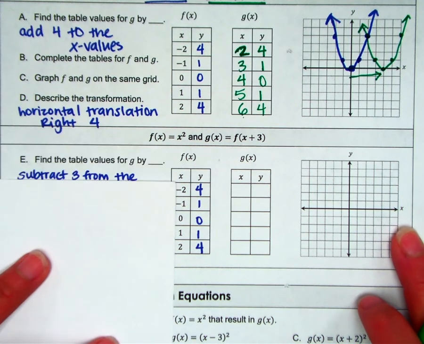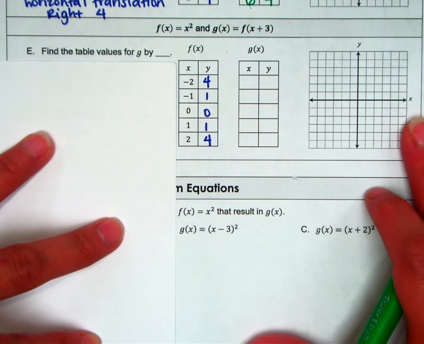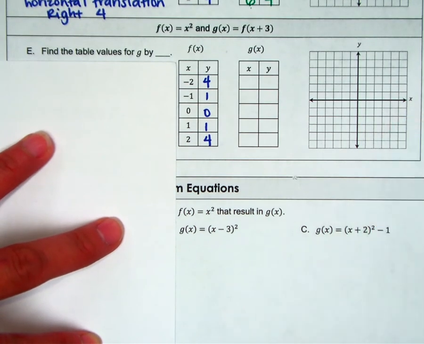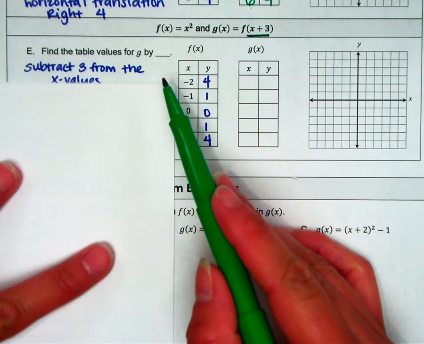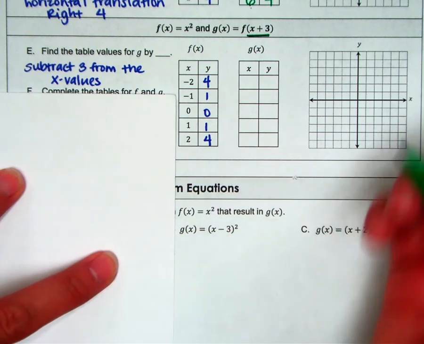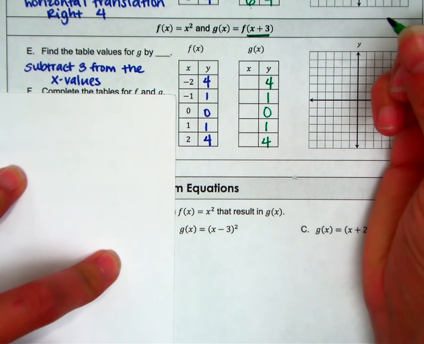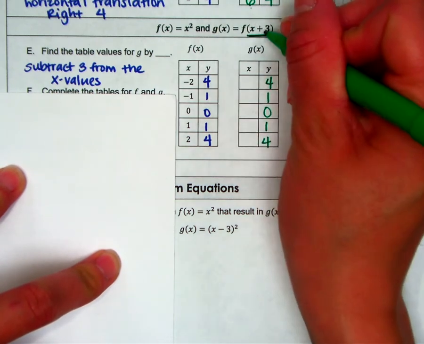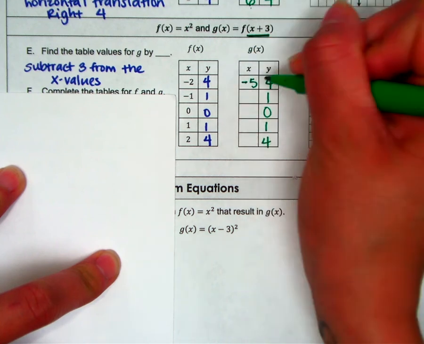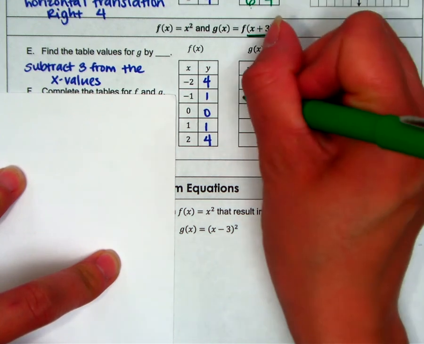In the next example, we have f of x equals x squared and g of x equals f of x plus 3. So again, your parent function stays the same, but this time because we have a plus 3 on the inside, you want to remember that you're subtracting 3 from the x values. So your y values stay exactly the same in this entire table. It's your x values that are changing. So negative 2 plus 3 is negative 5. Subtracting 3. Negative 1 minus 3 is negative 4.